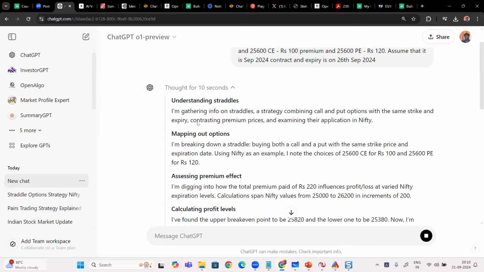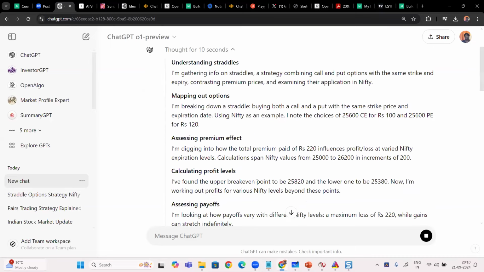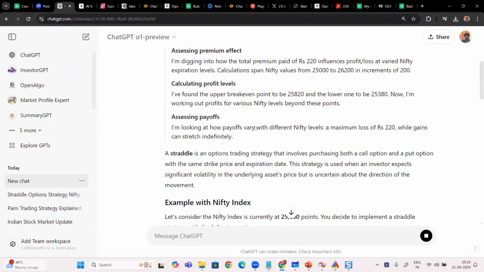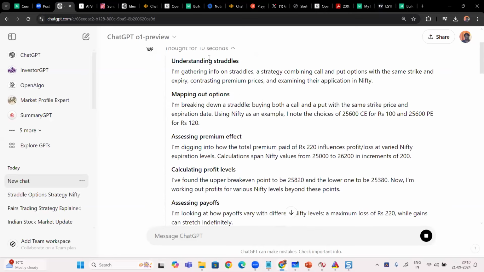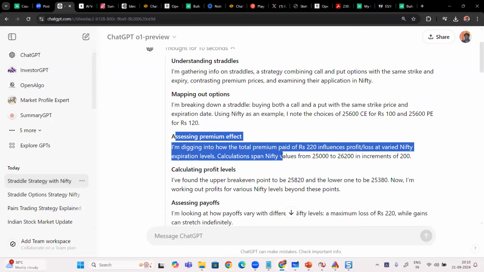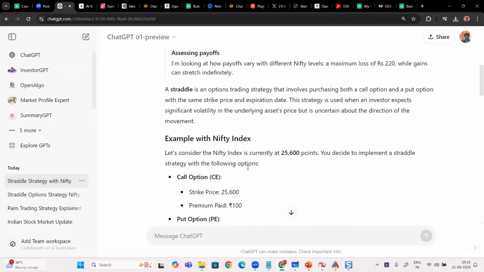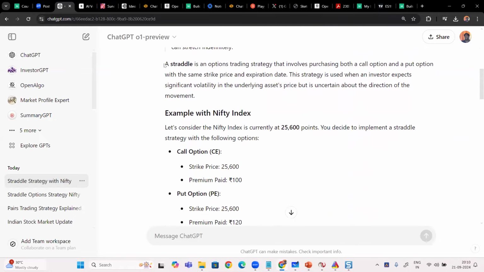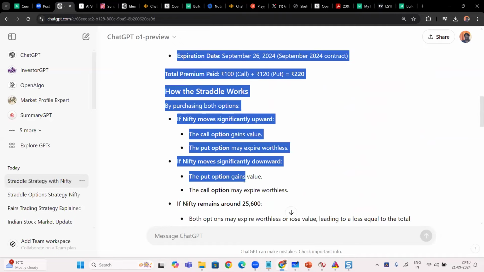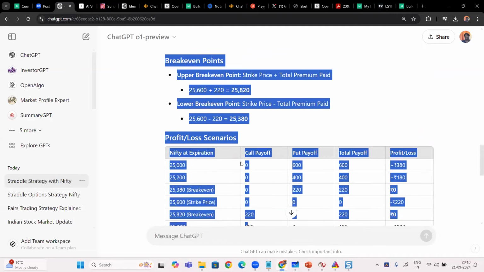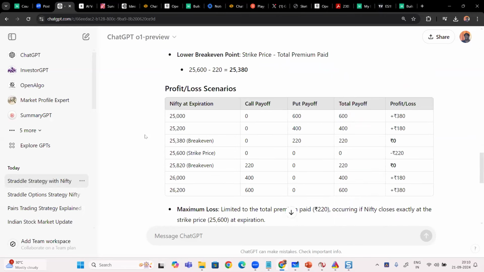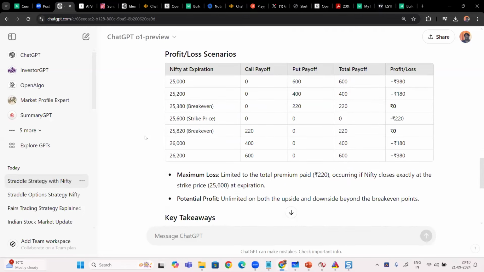Now these are not the output, it's a thinking process: what are the things I need to tell the user? It has some 4 stages of thinking. It's understanding straddle, gathering information on straddles, mapping out options, assessing the premium effect, calculating profitable levels, assessing payoff, and then finally it comes up with a final output. Now it is coming in with the final output. It also gives profit and loss scenarios in a table format. Of course, it can produce tables as well.